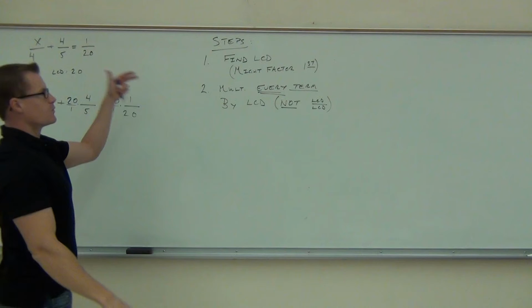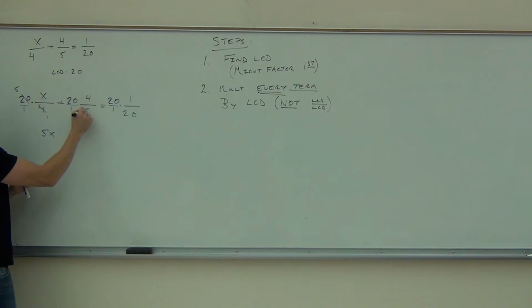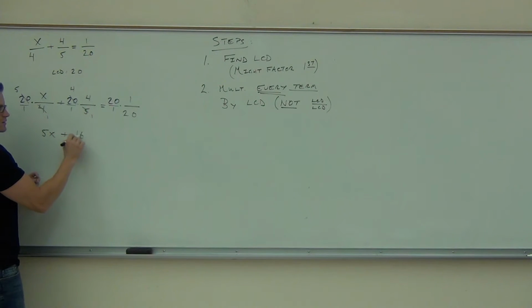So we found the LCD. We've multiplied every term by the LCD. That's right here. Hey, we know how to multiply. Does that simplify? What simplifies here? 1. That's why we have the 1 down there, right? Because we don't need that 1 to simplify with anything. We're not going to make it 20. We don't need that. The 4 changes into a 1. The 20 changes into a 5. And what's this going to be? 5x. Here we have 5 goes into 5 one time. 5 goes into 20 four times. So we have plus 16.